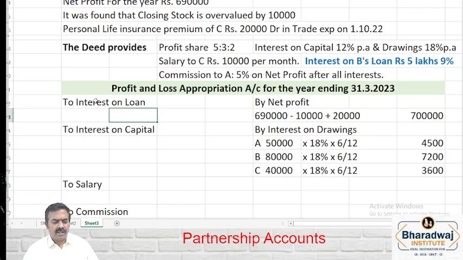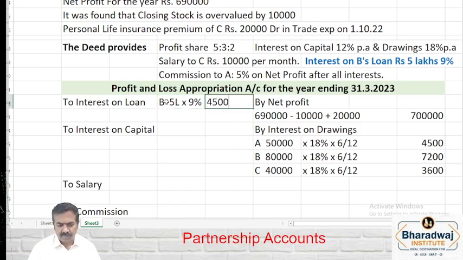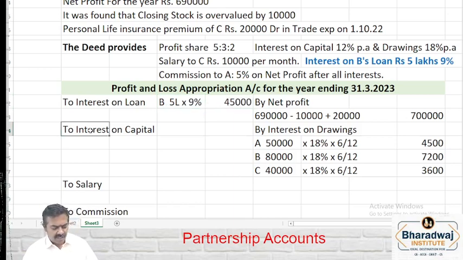Then interest on loan taken from which partner? B. How much amount? 5 lakhs into how much percentage? 9%. It is not during the year. 5 lakhs into 9%, how much will it be? 45,000.